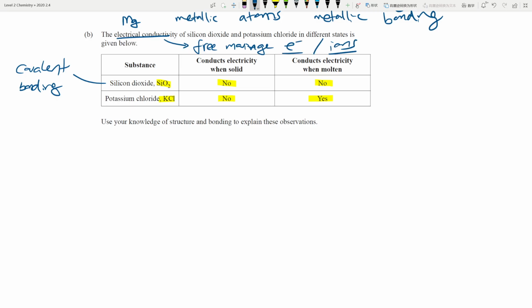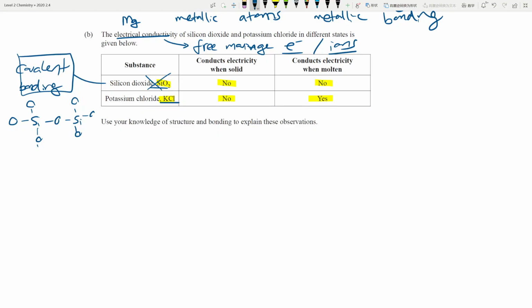Okay, so if you have SiO2, which is covalent bonding, each Si is bonding to 4 oxygens, and each oxygen is bonding to Si, and that just extends onto a massive structure, and there are no free moving electrons and no free moving ions. So silicon dioxide will not conduct electricity because it's a giant covalent network solid. It's made of covalent bonding. There are no free moving ions or electrons, therefore they cannot carry charges, therefore it doesn't conduct electricity.